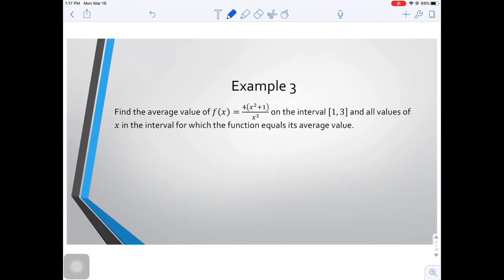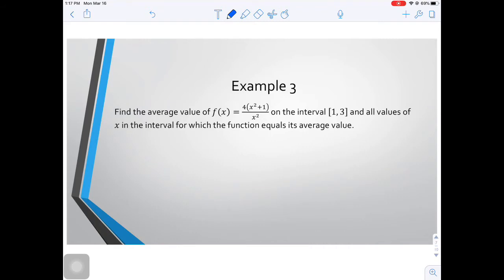Example 3 says, find the average value of f of x equals 4 times x squared plus 1 over x squared on the interval from 1 to 3. So first we're going to find the average value, and then find all the values of x in the interval for which the function equals its average value. In other words, we're going to find what is guaranteed by the mean value theorem for integrals.